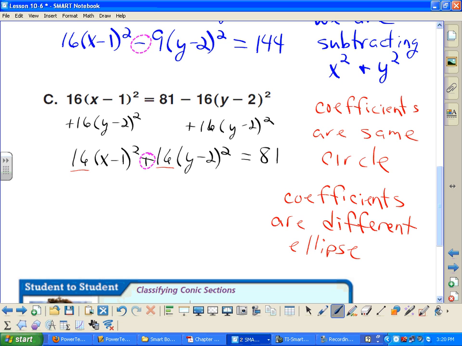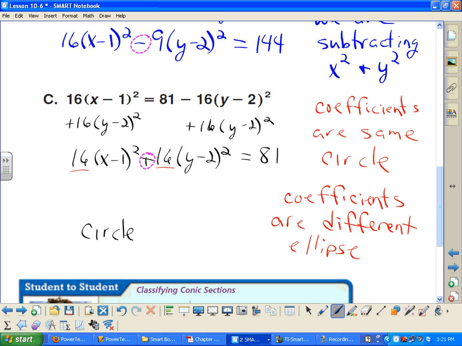All right, so we're looking for a plus sign between a circle and ellipse. There's a plus between them, so we know it's either a circle or ellipse because of the plus between them. Two things squared. If the coefficients are the same, it's a circle. If the coefficients are different, it's an ellipse. In this case, they're the same, so this would be a circle.